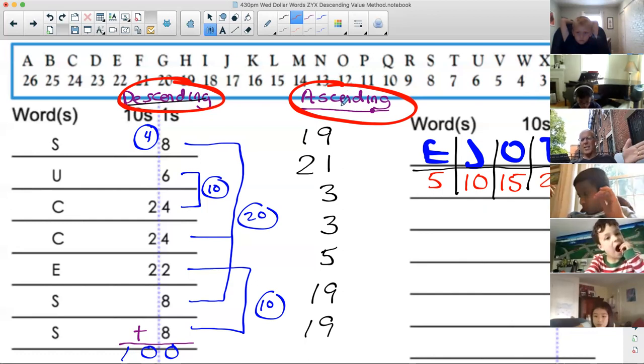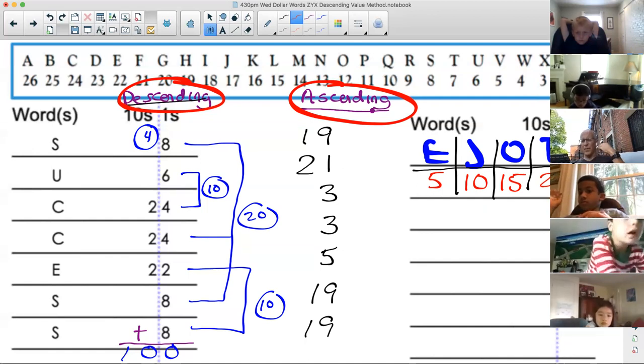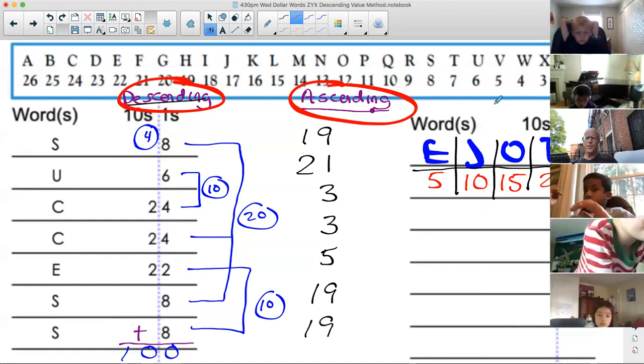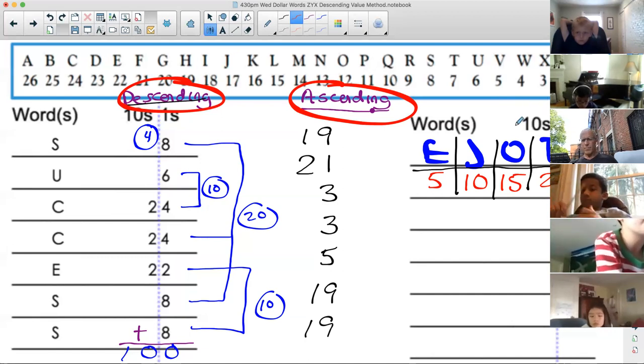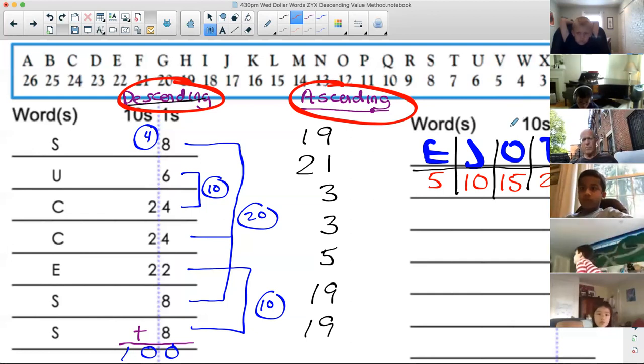Ascending is A is 1, B is 2, C is 3, D is 4. And the descending, A is 26, B is 25, C is 24, and so on. So, Gabby, what do you see? Mr. Cream, what I see is that if you add the descending and ascending, no matter what, it always ends up equaling 27.